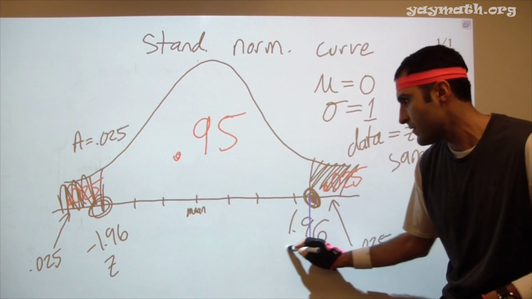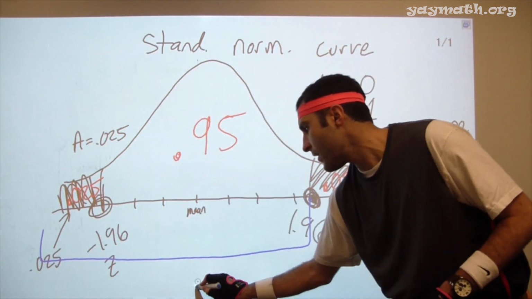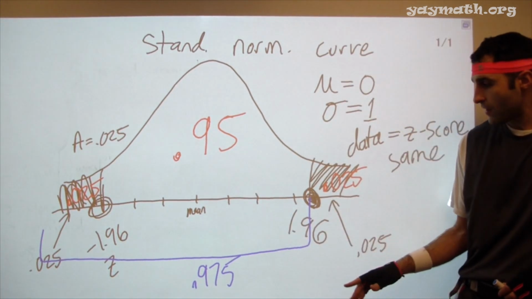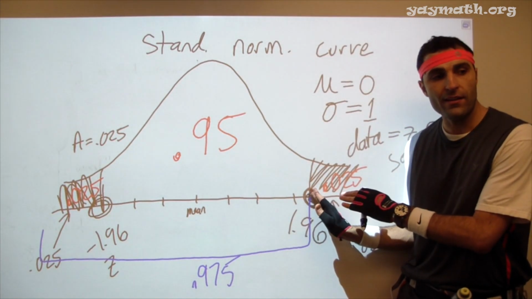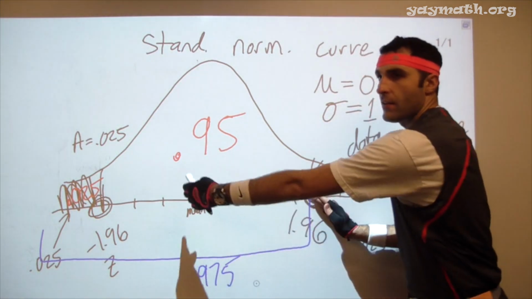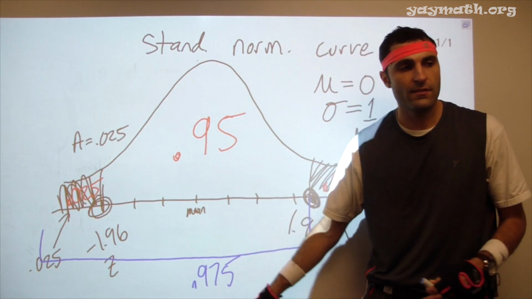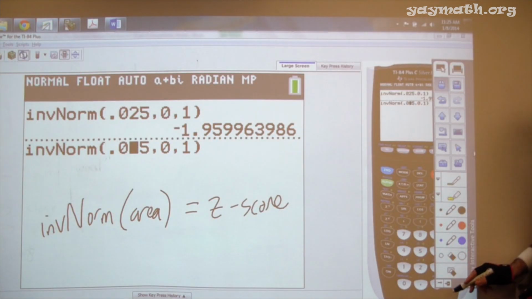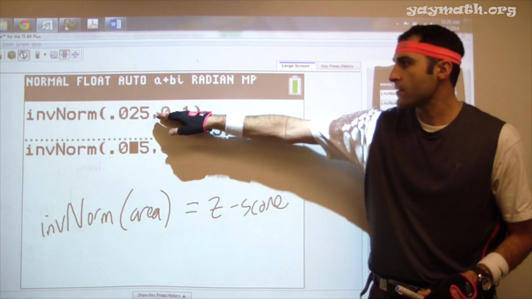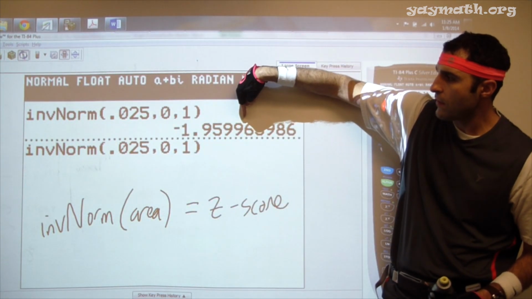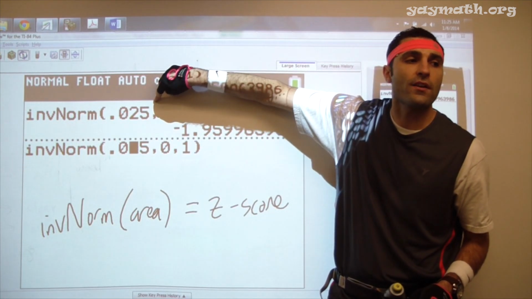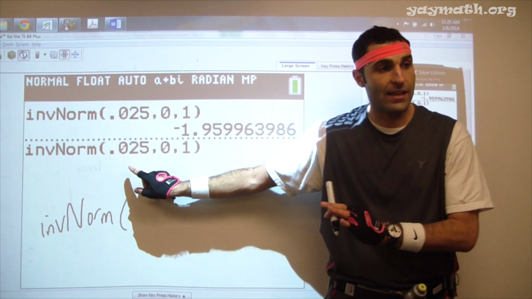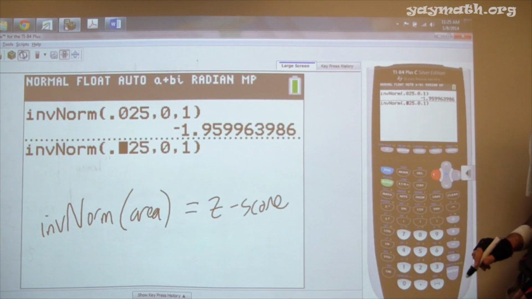This area is 0.975. So if I wanted to get the z-score associated with area to the left of 0.975, I use this calculator function called inverse norm. Observe. This gave us the z-score associated with area to the left of 0.025. Now let's get the z-score associated with the area to the left being 0.975.